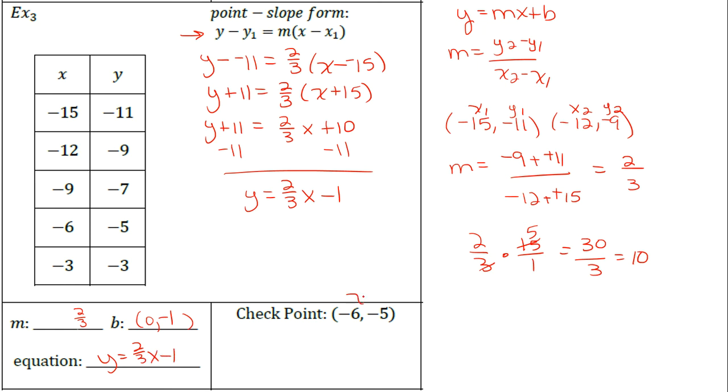And now let's check point (-6, -5), and we're going to plug this in. -5 for y, -6 for x, and again, 3 divides nicely into -6. It goes -2. -2 times 2 is -4, minus 1, and we get a true statement.